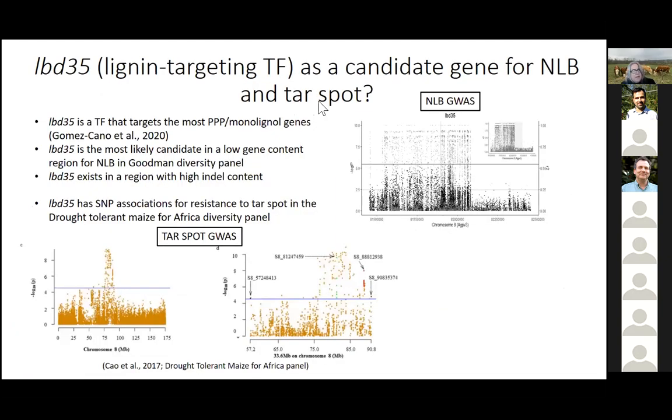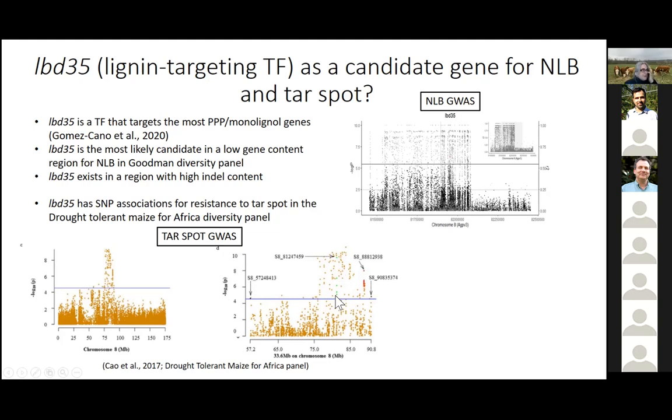I found this gene in an NLB cluster. This has also been identified in a diversity panel, the Drought-Tolerant Maize for Africa panel, which was scored for tar spot. They also found a similar large peak cluster of SNPs, and this gene right here is the LBD35 gene that they identified as a candidate gene.